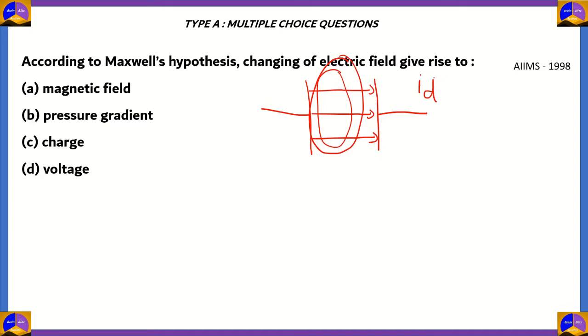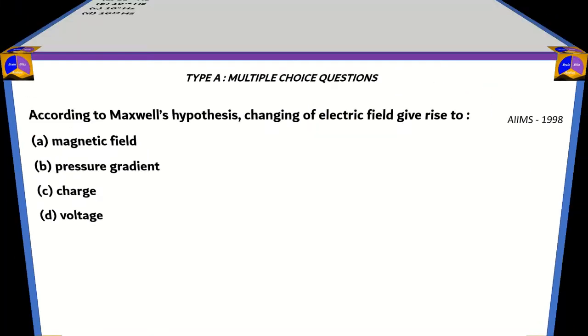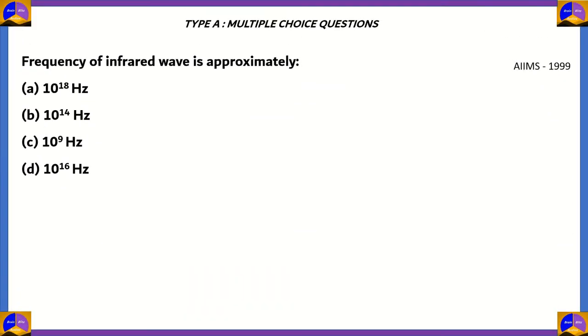So therefore, according to Maxwell's hypothesis, the changing of electric field gives rise to displacement current, and this displacement current gives rise to a magnetic field. So therefore, option A, magnetic field, is the right option. Let's move on to our next question.